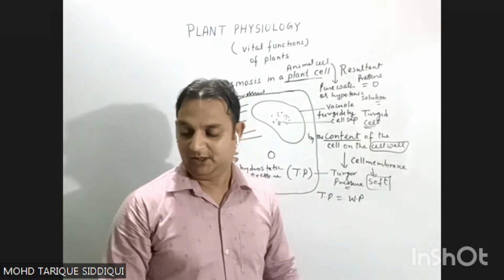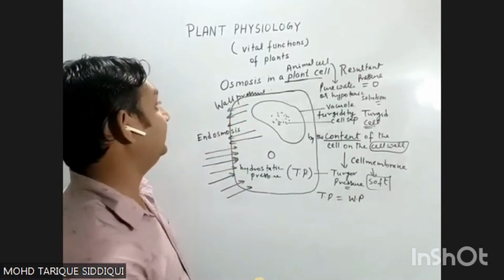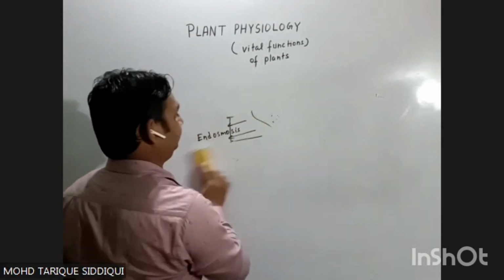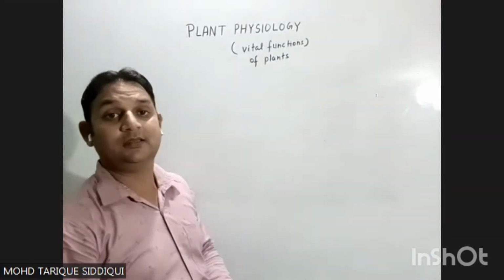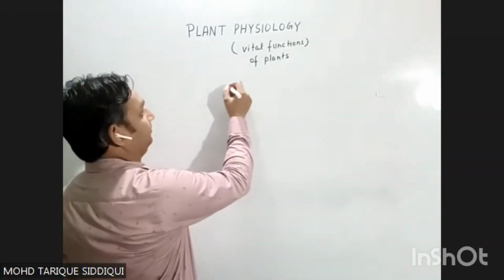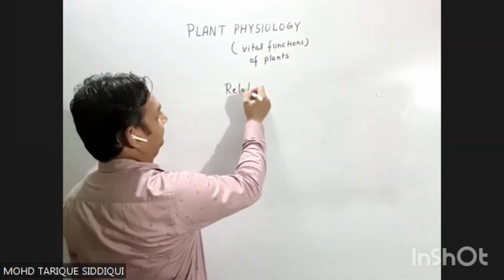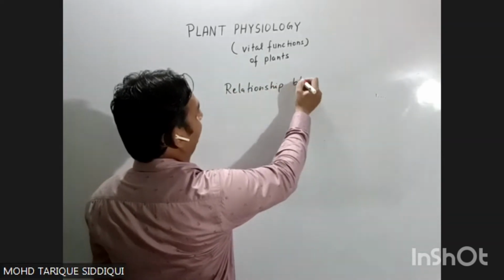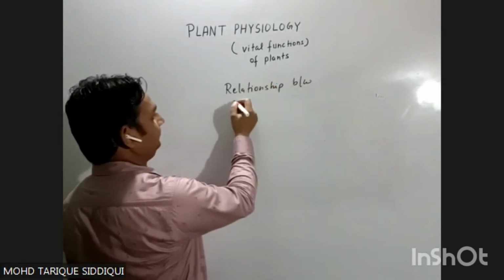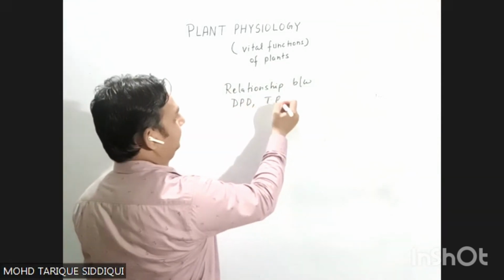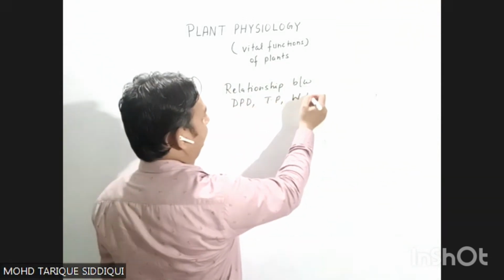Was it clear? Now the next heading we have is the relationship between DPD, turgor pressure, and the wall pressure, which you have already studied. Let's talk about the relationship between DPD, turgor pressure, and the wall pressure.